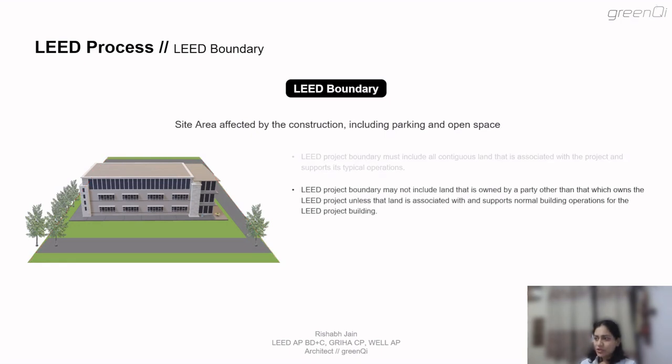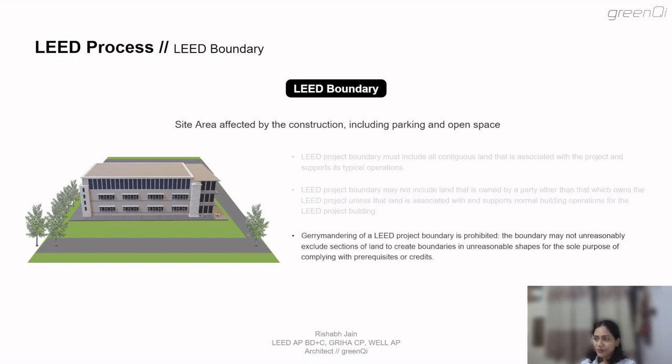So the LEED project boundary may not include land that is owned by a party other than that which owns the LEED project, unless the land is associated with or supports normal building operations for the project. And gerrymandering of a LEED project boundary is prohibited. So gerrymandering is basically when the project is using the boundary or excluding sections of the land to create boundaries in unreasonable shapes for the sole purpose of complying with prerequisites or credits. So that is not allowed or strictly prohibited.